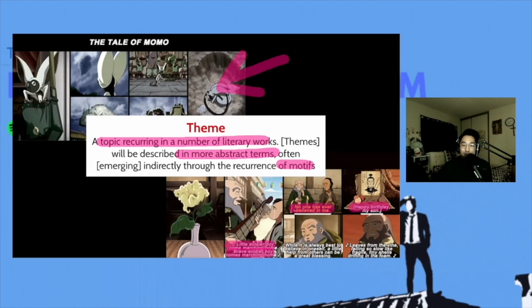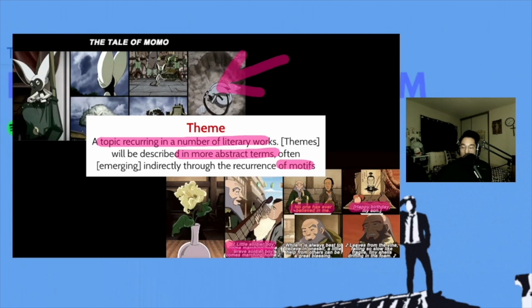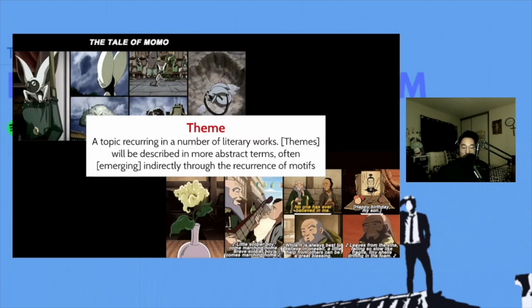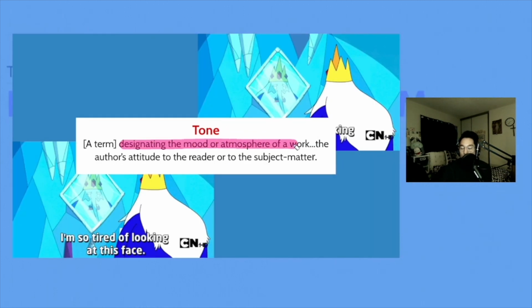And what do these two stories have in common? Both of these vignettes set the mood or tone of this episode. And the tone, in this case, could be loss, loneliness, love. And so tone and theme are intertwined with each other. And the tone that's being set is often designating the mood or atmosphere of a work, the author's attitude to the reader or the subject matter.